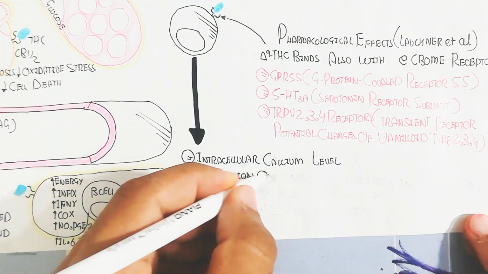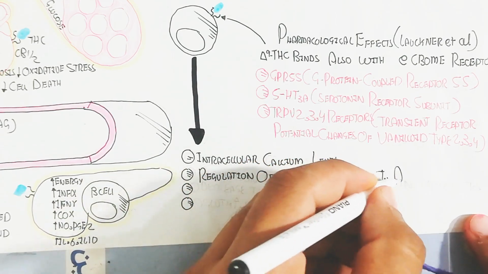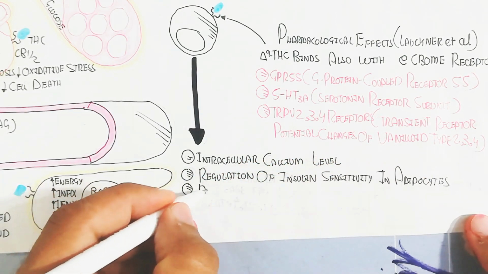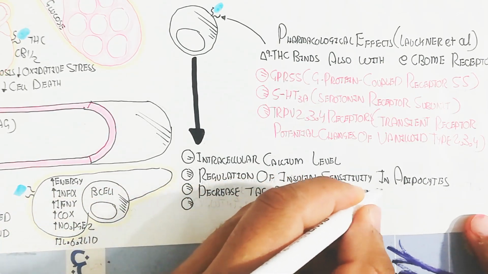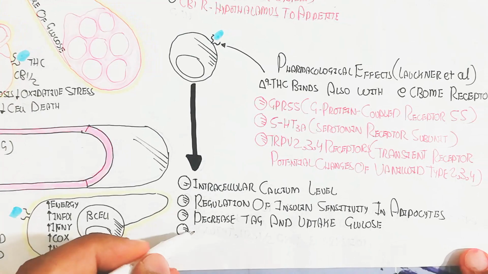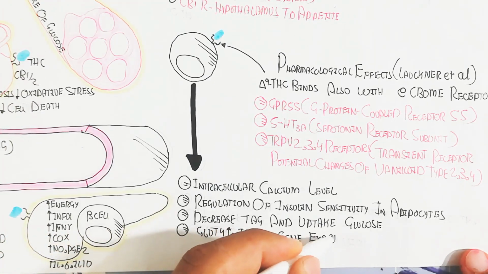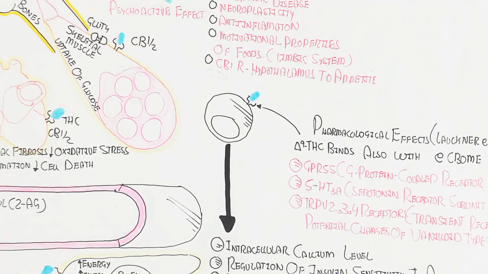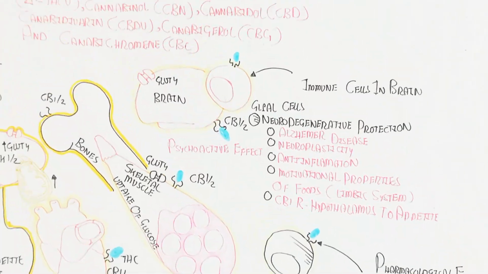Intracellular calcium level regulation, regulation of insulin sensitivity in adipocytes, decreased triacylglycerol, and more glucose uptake. The GLUT4 channel will increase, and insulin receptor substrate 1 and 2 gene expression will be enhanced. Let's learn a bit about obesity.